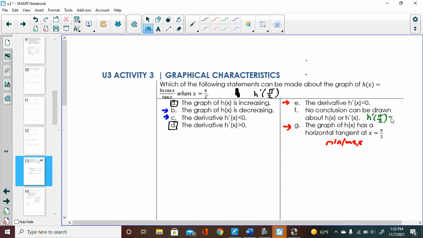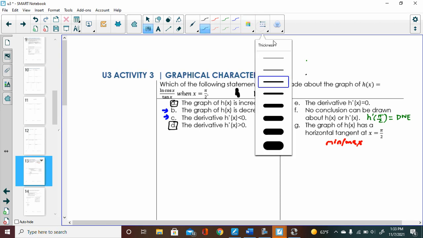because quite frankly, when I evaluate the derivative for pi over 2, I get some value that does not exist. That means there's a break. There might be a break at this point of the graph, or there's a jump, or it doesn't even hit pi over 2 at all. But first, we have to acknowledge that we need the derivative of h of x.